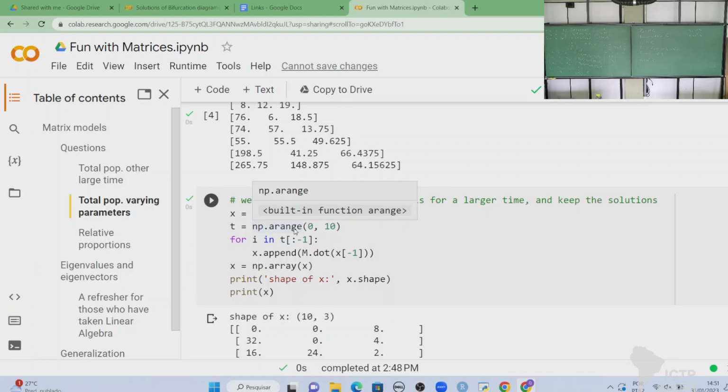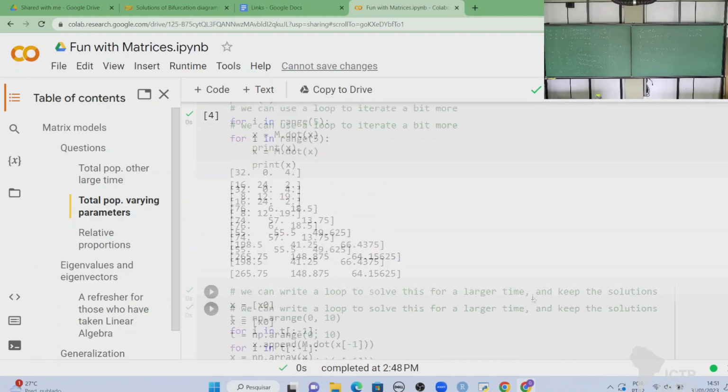Is it possible to have an equilibrium population? What do you think? It's kind of weird. Do you have any clue? So let's try varying the parameters. You can vary all of them.